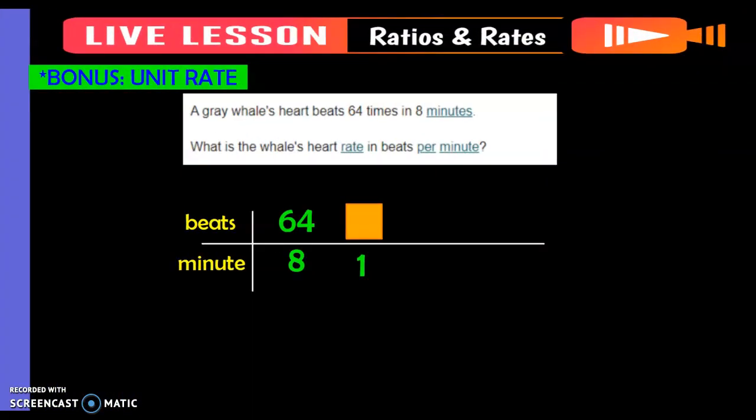All right, so let's figure out the unit rate. A gray whale's heart beats 64 times in 8 minutes. What is a whale's heart rate in beats per minute? Pause the video and find this unit rate. All right, so I know that I can get from 8 to 1 by dividing 8 divided by 8. That gives me 1. So I should have this same relationship here at the top. 64 divided by 8 gives me 8. So I know that the unit rate for beats per minute is 8 beats per minute.